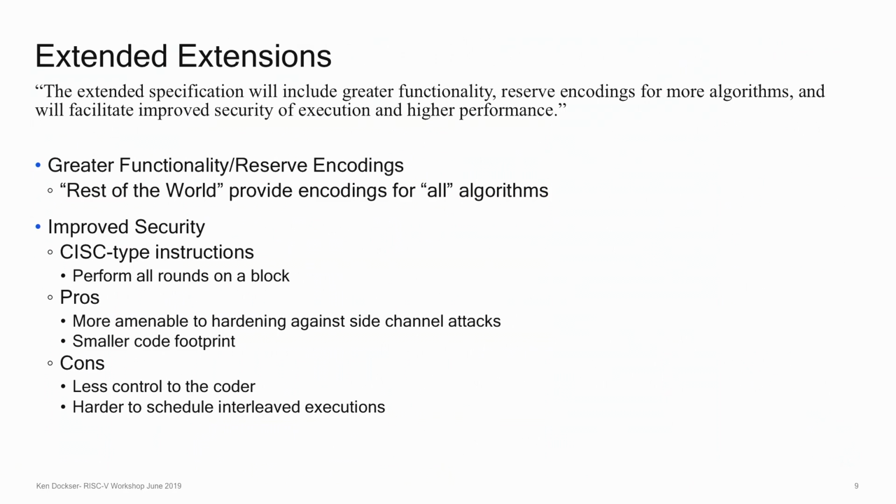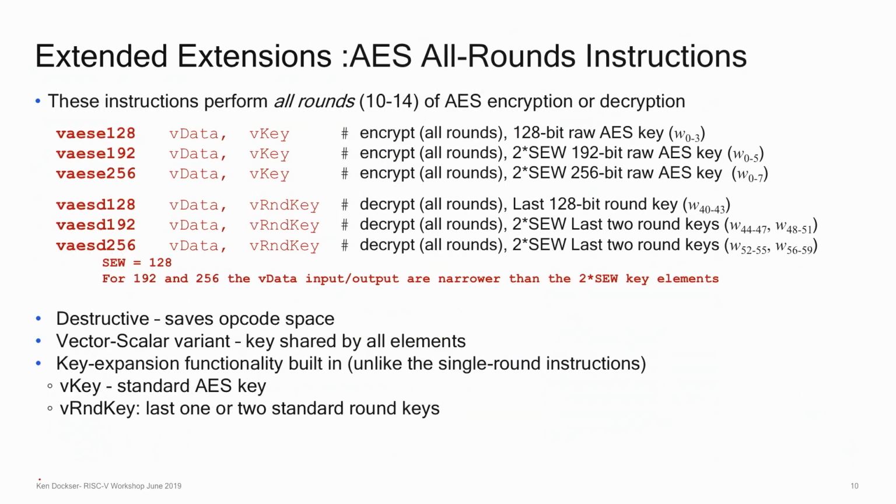So we're offering some improved security versions of some of the algorithms, like the AES. Before I was talking about the single round AES instructions. So here we would have all-round AES instructions, and that allows you to build in defenses against some of the common attacks. So it's more amenable to hardening against the side channel attacks, and of course a smaller code footprint, but it gives the coder less control, and it can be harder for the hardware to interleave executions. Say you're trying to do several different AES encryptions simultaneously. It can be much harder for the hardware to try to manage that. So here's those instructions. So you'll see on the single round instructions, it was just AES encrypt and AES encrypt last.